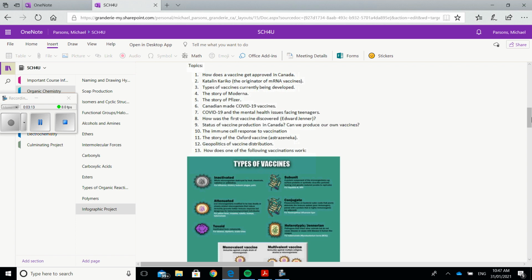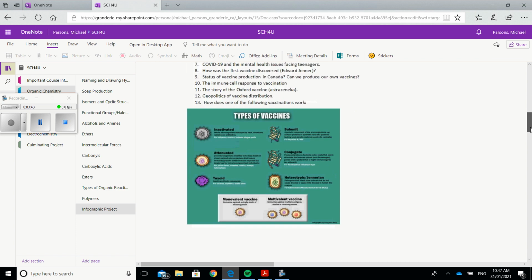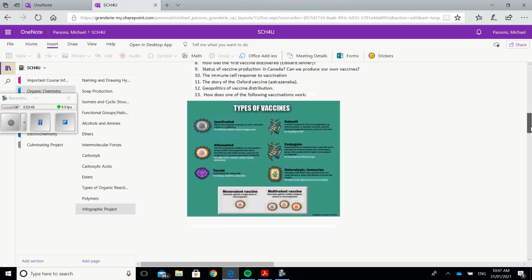Status of vaccine production in Canada. Do we do a good job of making vaccines? Can we even produce our own vaccines? The immune cell response to vaccination. So how does our immune system respond to vaccinations? The story of the Oxford vaccine. Geopolitics of vaccines. Lots of stories out there about how we're going to solve the problems in the world with vaccine and the issues that are coming up. Pick one of the following types of vaccines and see how it works.